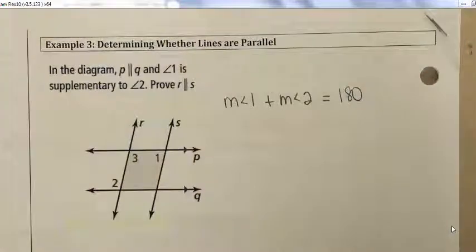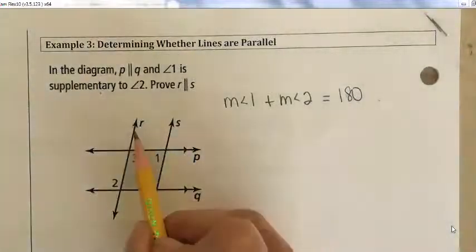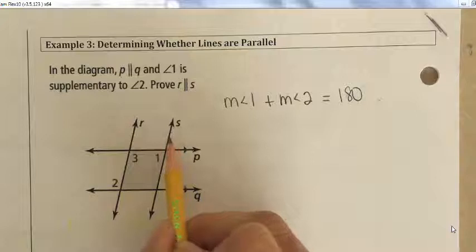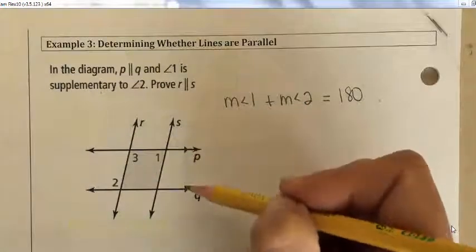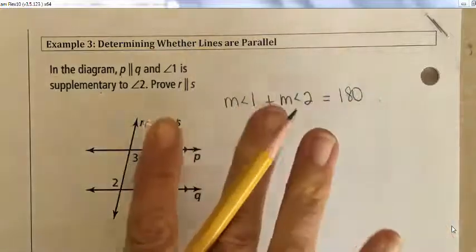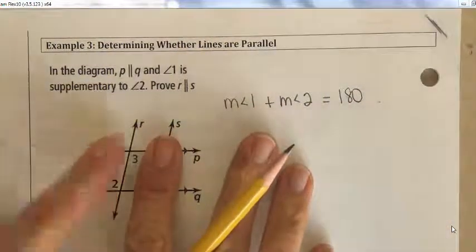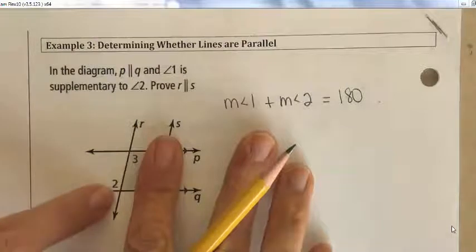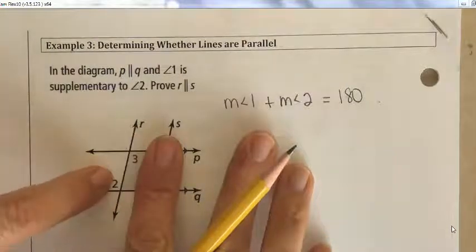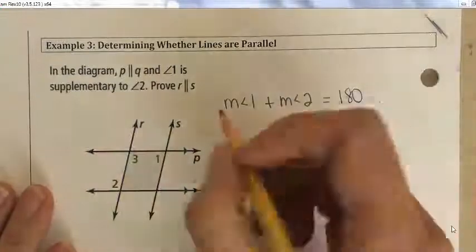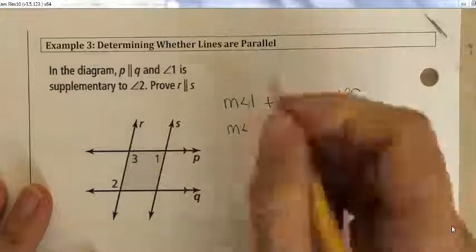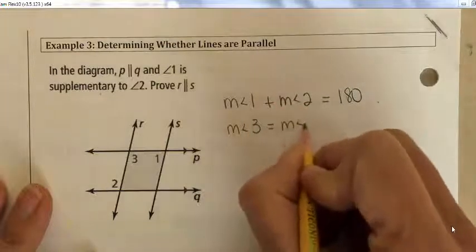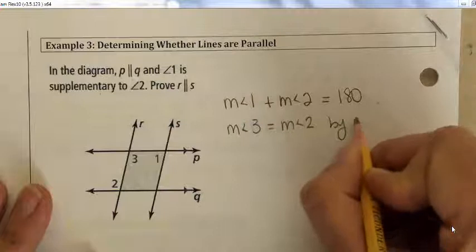Okay. So I have to prove that R is parallel to S. All right, so let's see what we've got here. So first of all, because lines P and Q are parallel, I've got this transversal R. I know that angle 2 is congruent to angle 3 because of alternate interior angles. So I know that the measure of angle 3 is equal to the measure of angle 2 by alternate interior angles.